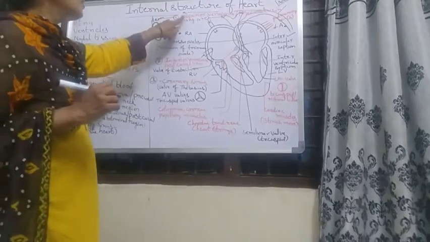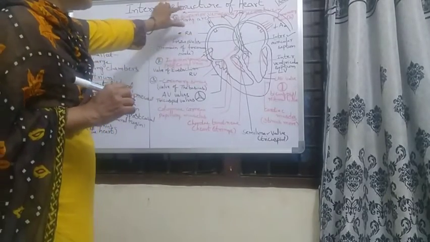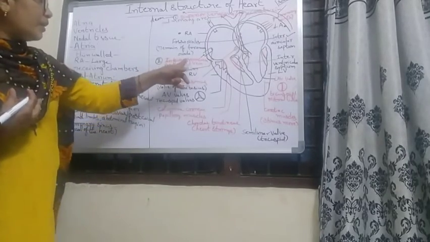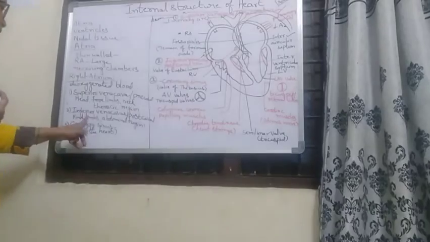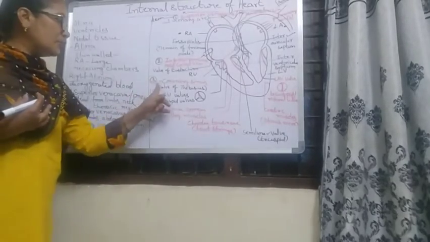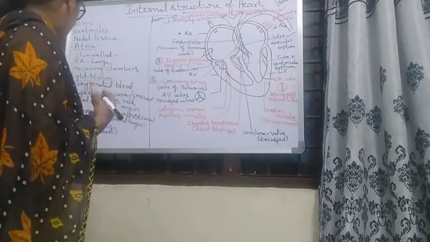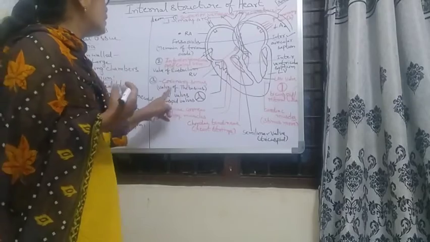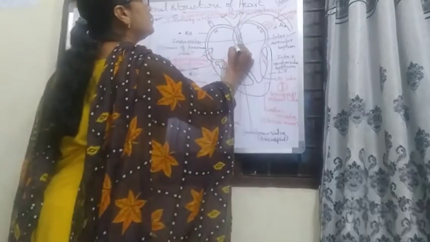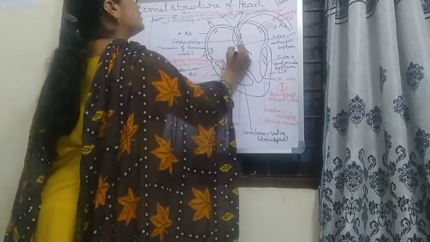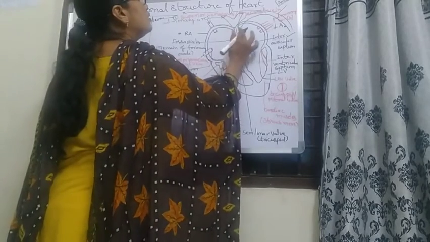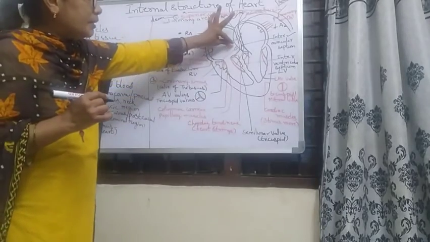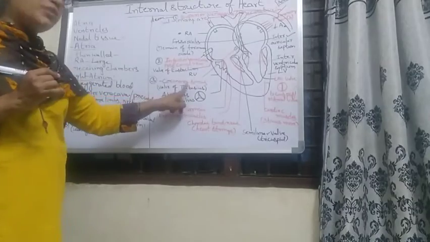So these are three: the superior vena cava or precaval vein, which receives blood from the head, neck and thoracic region; the inferior vena cava, which receives blood from the hind limbs and abdominal region; and the coronary sinus, which receives blood from the wall of the heart. The coronary sinus is present between the two atria and contains a valve called the valve of Thebesius.